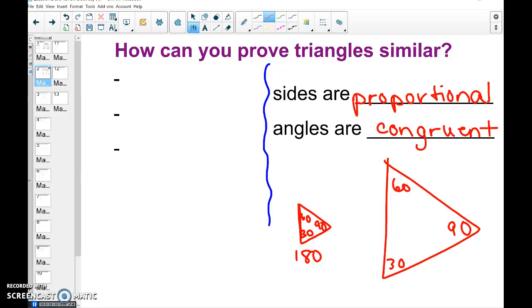And there were three ways that we talked about that you can prove triangles similar. We had a couple little acronyms. One was side, side, side. So that means that all the sides are proportional. One was side, angle, side, which means two sides were proportional and they had one set of congruent angles. And then we had AA, which means that you found two sets of angles that are congruent. So those are our three options for proving triangles similar.